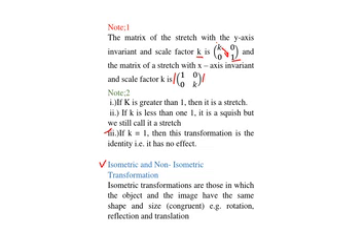Let's also look at isometric and non-isometric transformations briefly. We say that isometric transformations are those in which the object and the image have the same shape and size. In short, we do not affect the shape and the size of the image or the object when we are doing the transformation. In simple terms, we say that the object and the image are congruent. Examples of isometric transformations include rotation, reflection, and translation.